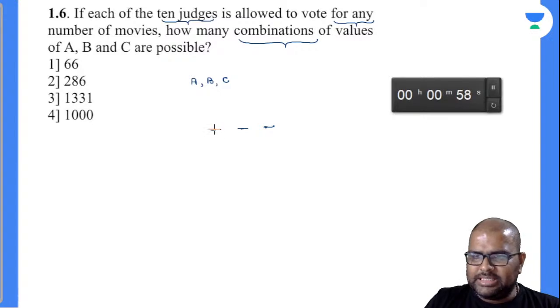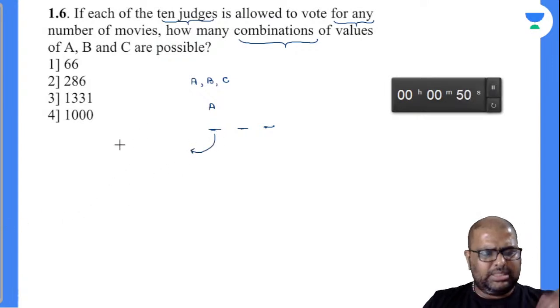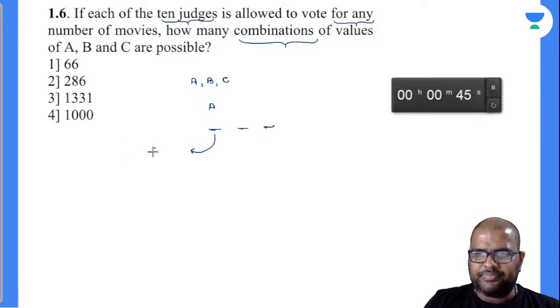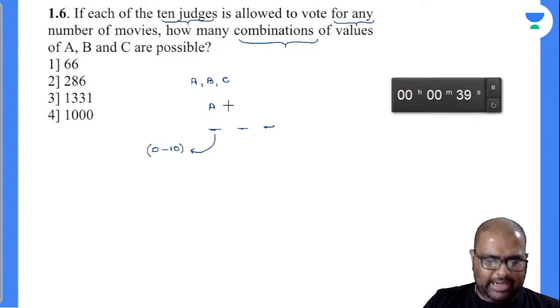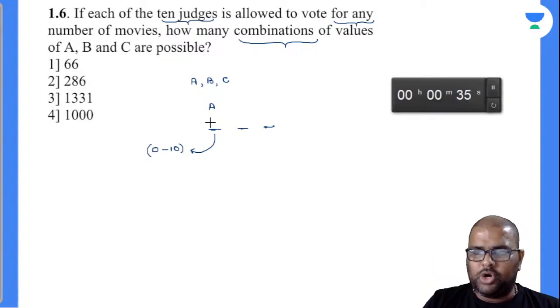Now look, this is for A. For this movie, Avara, what is the combination of values? If no judge votes for them, they get 0 votes. If all the judges vote for them, they get 10 votes. So the number can be from 0 to 10. Am I right or wrong? So A can get a value from 0 to 10. How many values are possible? 11 values are possible. I hope you are getting my point.